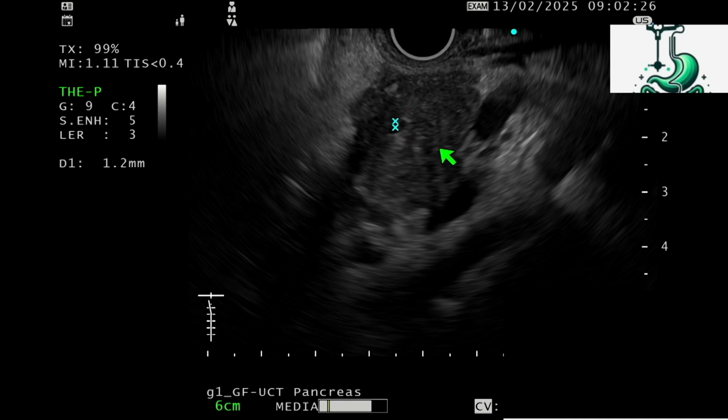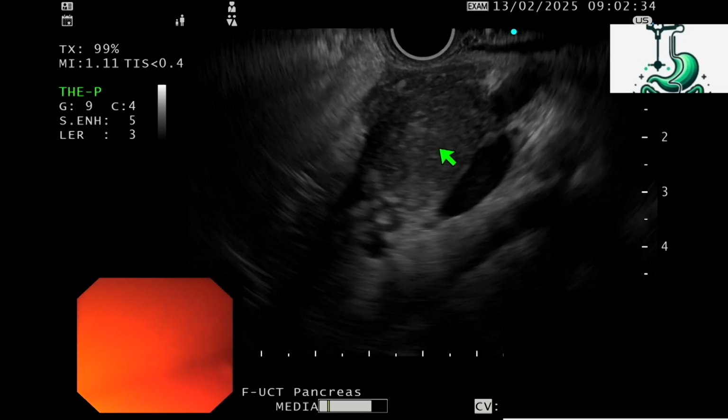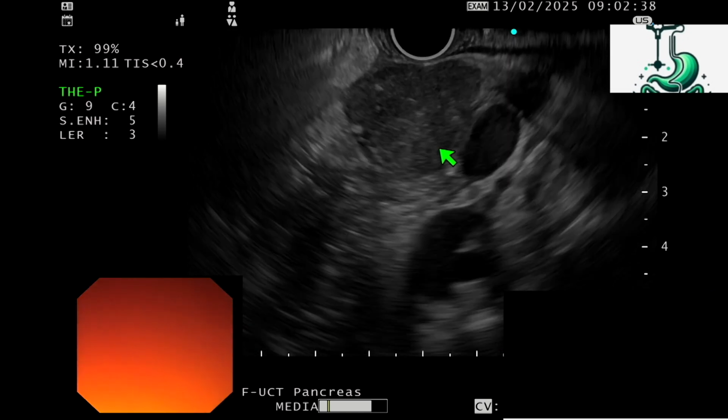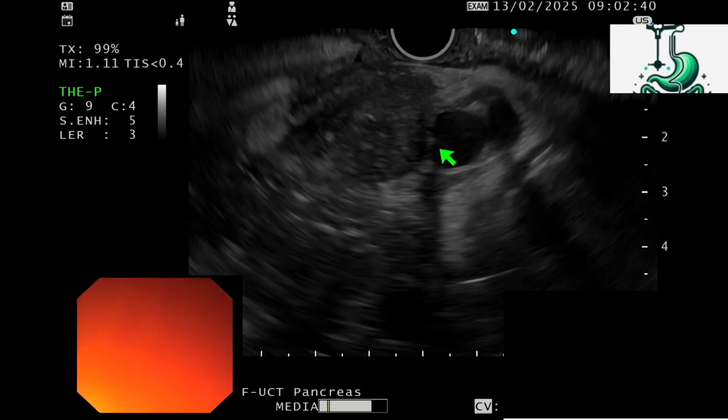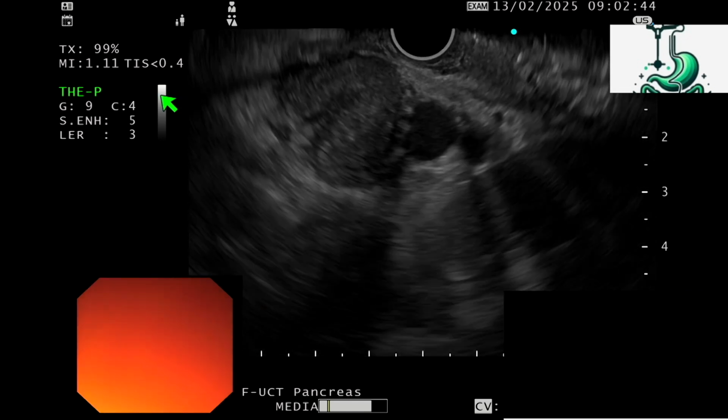The duct is around 1.9 millimeter in the pancreatic neck area, but as I am going towards the tail, the duct is getting narrow, and also sometimes the duct is appearing again. Here you can see the duct is again appearing.